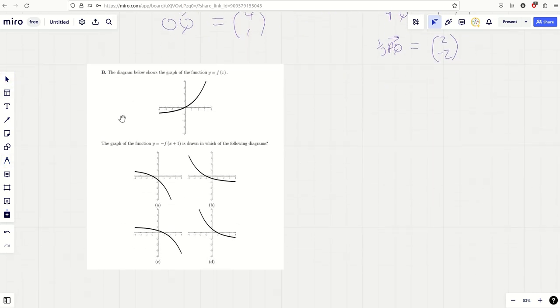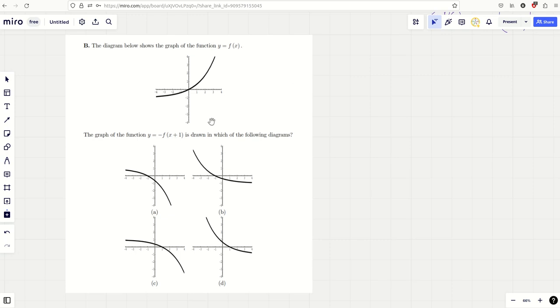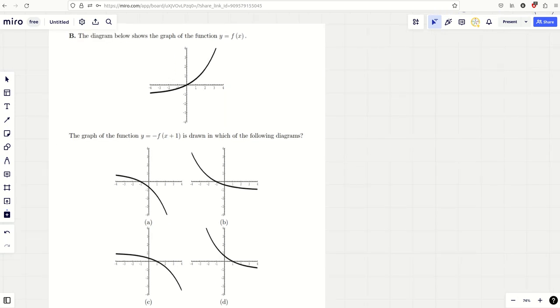Okay, next one. Next one looked pretty nice to me as well. This is just a typical function transformation question. There's nothing weird about this either. I think they misjudged the difficulty on these first specimen papers. Like they really did. They should have made them harder.